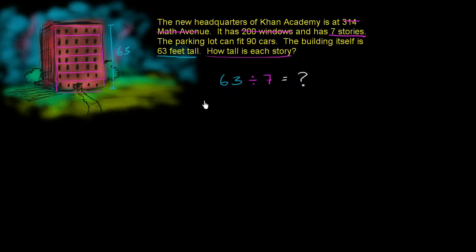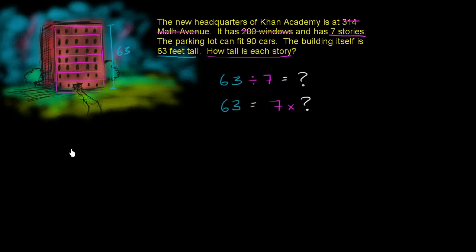Let me write that down. So this is another way of saying that 63 is equal to 7 times question mark. So if we can figure out what we have to multiply 7 by to get to 63, then we know what 63 divided by 7 is. And to do that, I'm just going to skip count by 7.